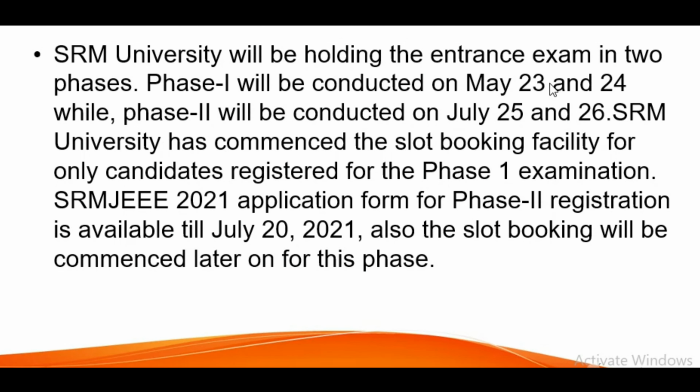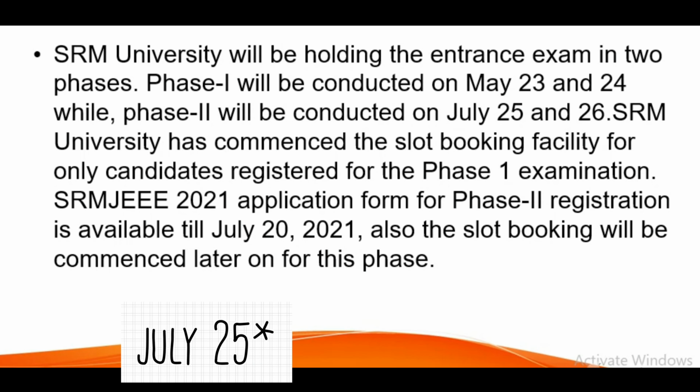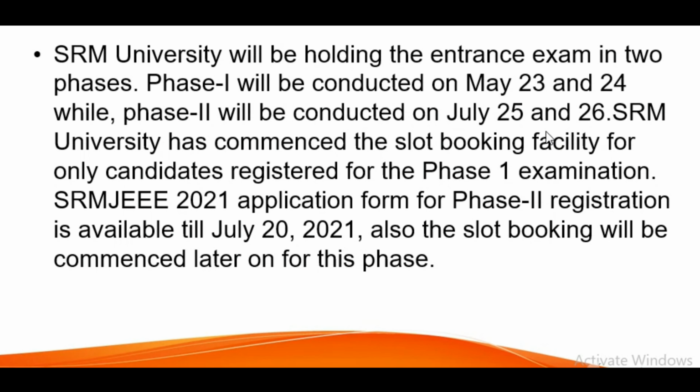SRM University will be holding the entrance exam in 2 phases. Phase 1 will be conducted on May 23rd and 24th, that we have already discussed, and phase 2 will be conducted on July 25th and 26th. The May 23rd and 24th exam is online. SRM University has commenced the slot booking facility only for candidates registered for phase 1, not for the phase 2 examination.